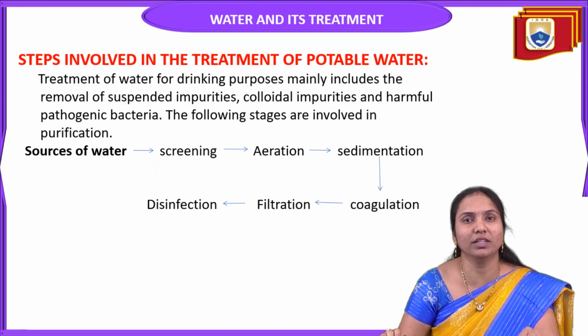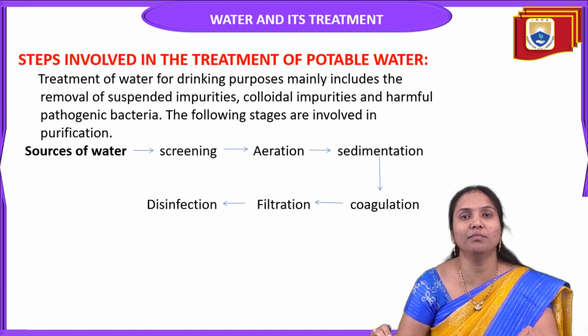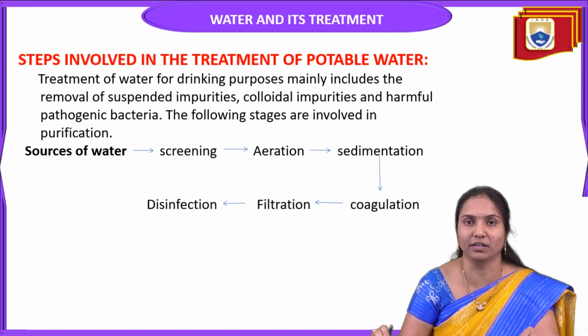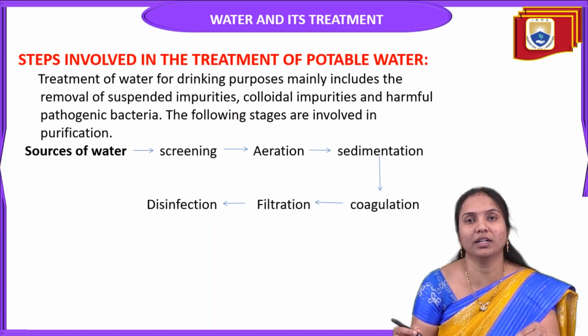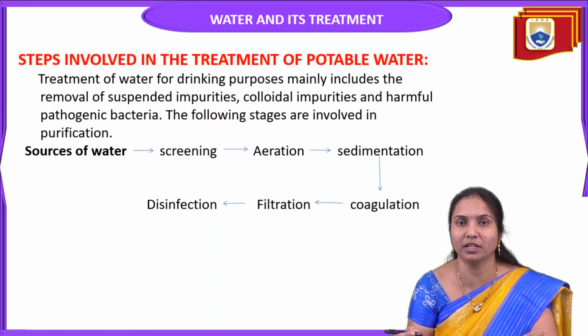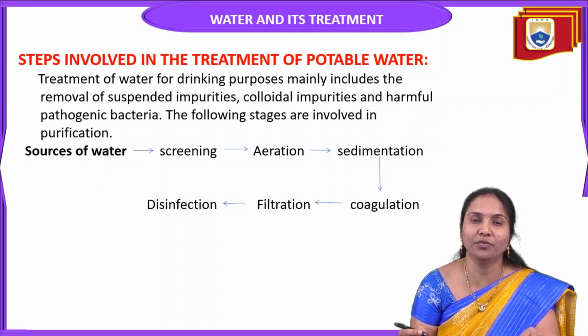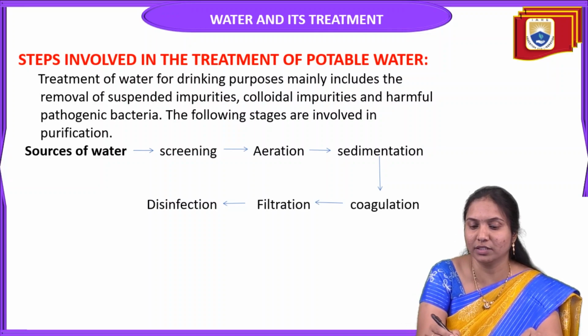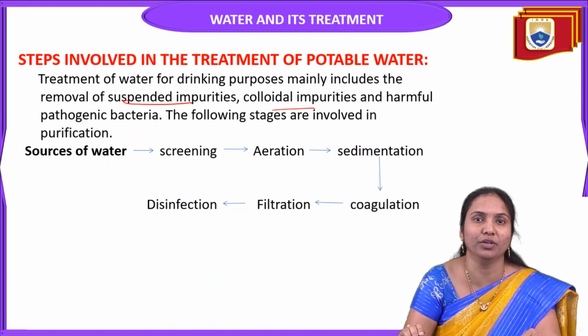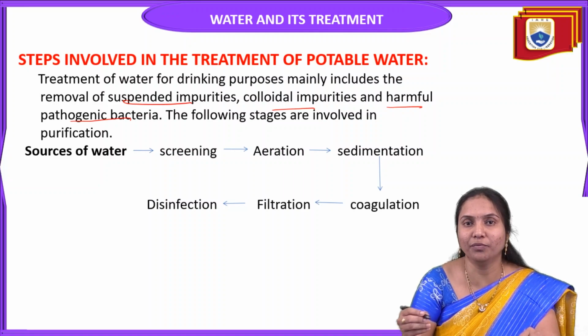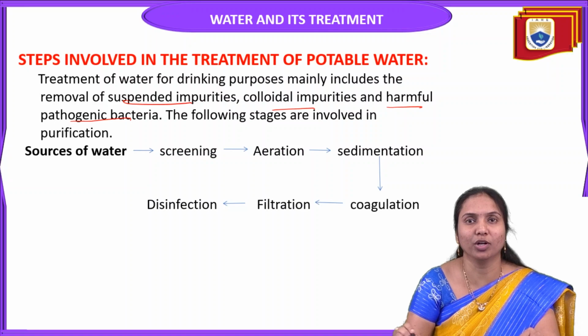So what are the steps involved in the treatment of potable water? Generally, the main source of water is rivers, lakes, ponds, etc. This water contains so many impurities: colloidal impurities, floating materials, and suspended impurities. This water is collected by municipalities and supplied for our domestic usage. But before that, purification is most important because this water contains suspended impurities, colloidal impurities, and harmful pathogenic bacteria. So before the supply, they purify this water. That is called treatment of potable water.